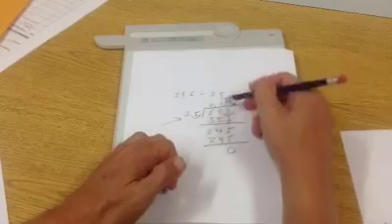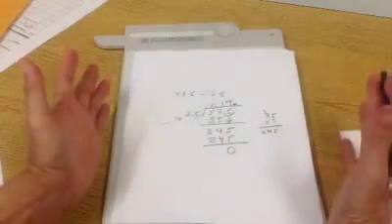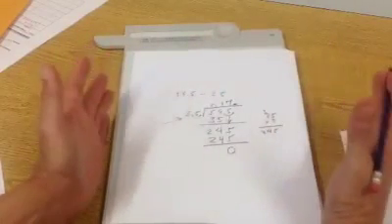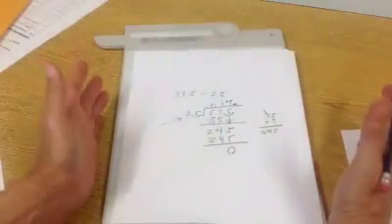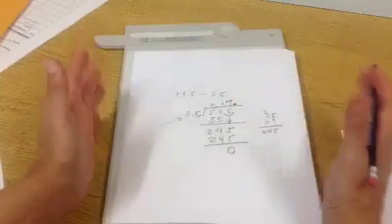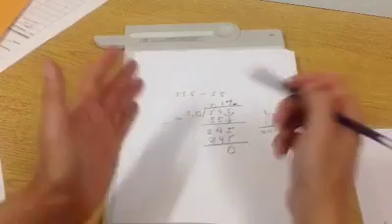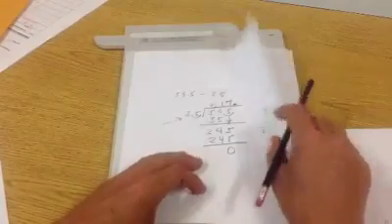I stay neat. I keep my columns and rows neat, because if you don't do that and you're not neat in division, you're liable to make a mistake. The decimal might end up somewhere where it shouldn't be. So the answer was 17.